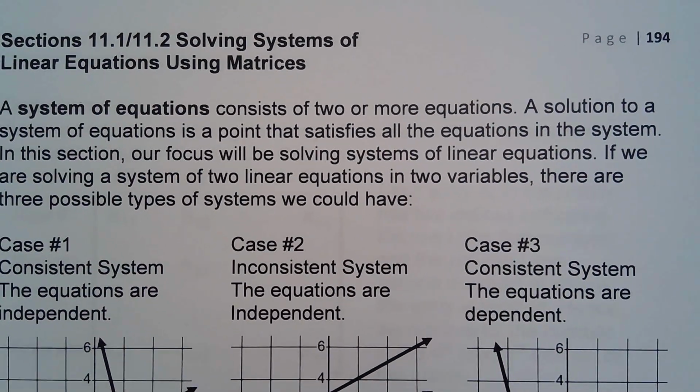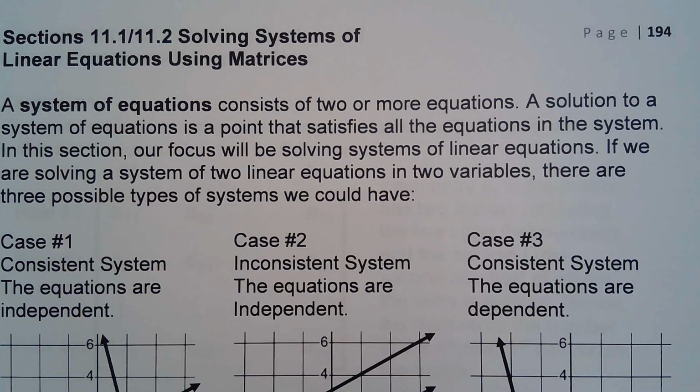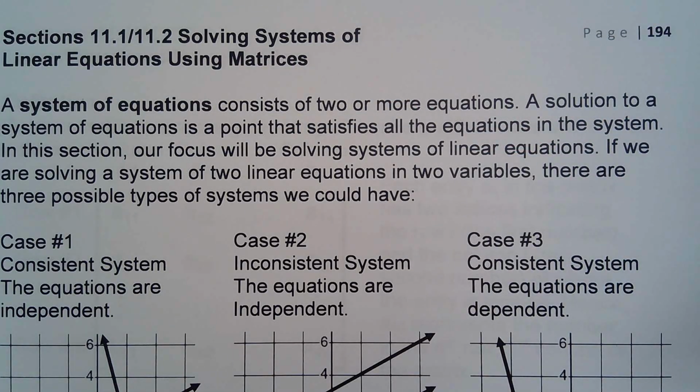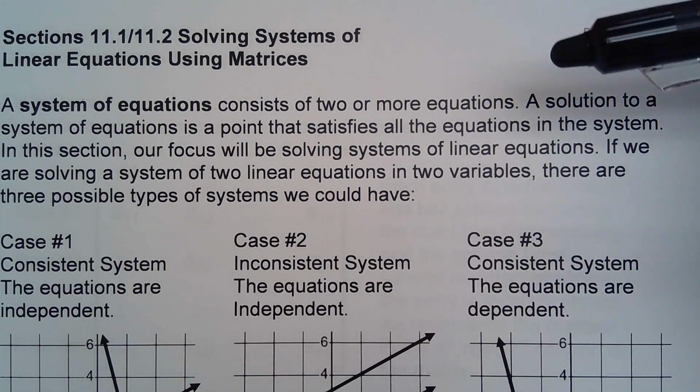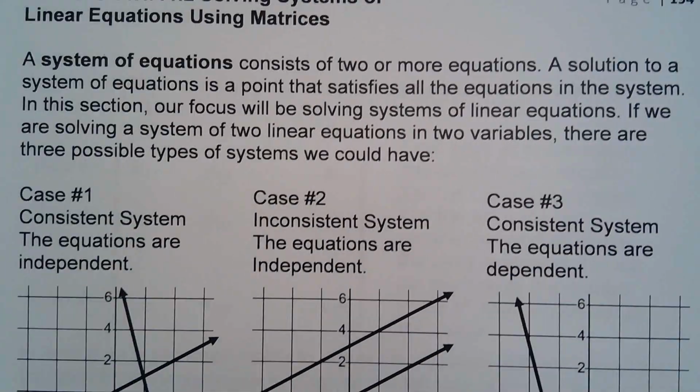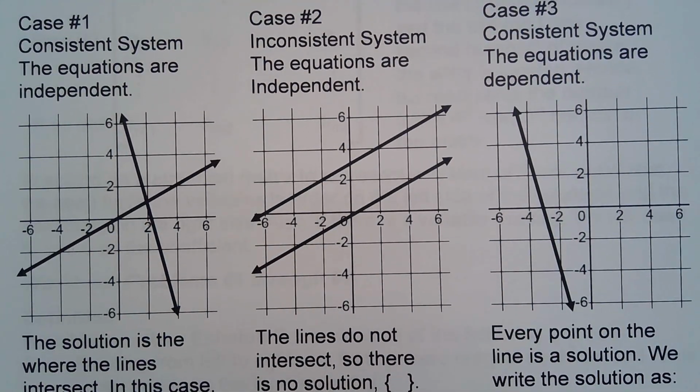So a system of equations consists of two or more equations. A solution to a system of equations is a point that satisfies all the equations of the system. In this section, our focus will be solving systems of linear equations. If we're solving a system of two linear equations with two variables, there are three possible types of systems we could have. The first type is when we have a consistent system.